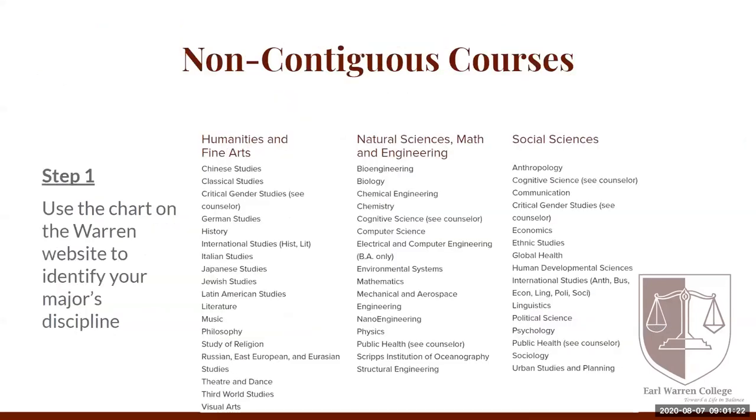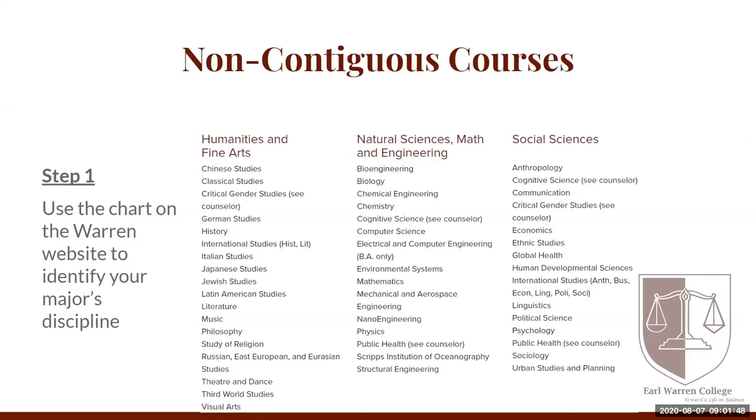For students with IGETSI, partial IGETSI, and UC reciprocity agreement, or a transfer GE exception, you can figure out what to take for your GE requirements using the tables on the Choosing Non-Contiguous page of the Warren College website. So for students with the standard GE requirements, we will use the same chart to determine which program of concentration or area studies you may choose, but don't tune out just yet. Let's do an example together.